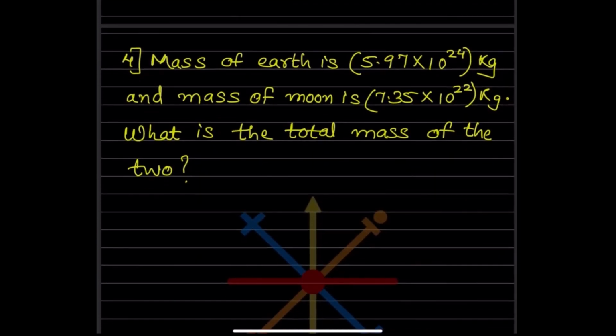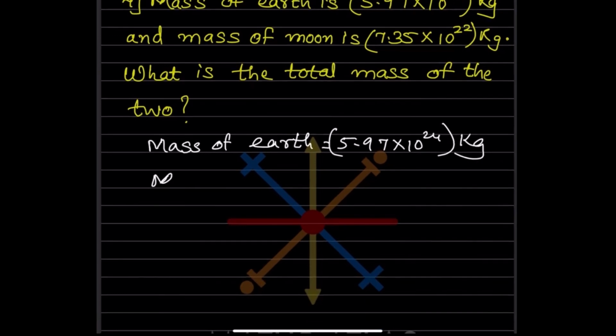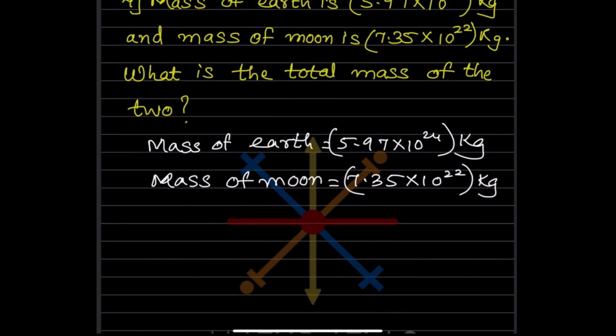Now the next one, mass of earth is given as 5.97 into 10 raised to 24 kilogram, and mass of moon is given as 7.35 into 10 raised to 22 kilogram. And what is the total mass of the two? So let us write here mass of earth, that is 5.97 into 10 raised to 24, and mass of moon, that is 7.35 into 10 raised to 22. This is kilogram. So now we want the total mass of earth and moon.